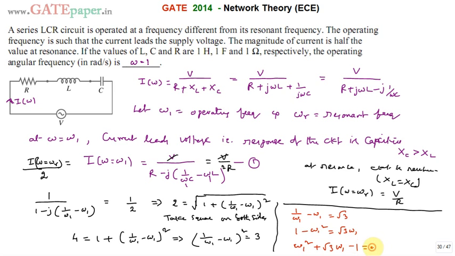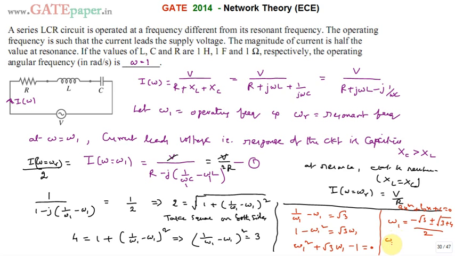0. So this looks like the algebraic equation ax square plus bx plus c, and the roots of this are x equal to minus b plus or minus square root of b square minus 4ac, divided by 2a, that we know. So we calculate omega 1 is equal to minus b, that is minus root 3, plus or minus the square root of b square minus 4ac, that is 3 plus 4, since c is minus 1 and minus into minus gives plus, divided by 2.